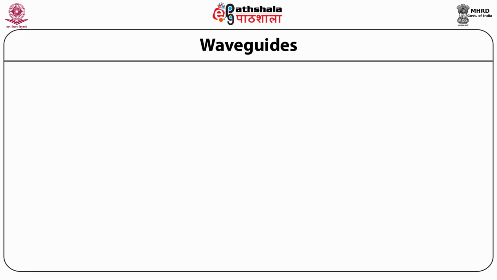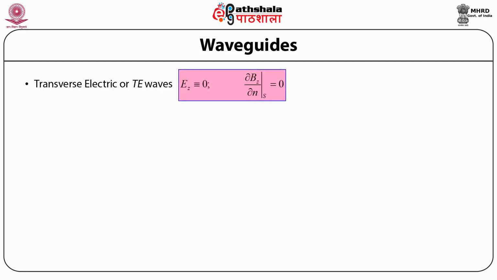Waveguides. So taking all these conditions into account, we then say that the fields can thus be divided into two classes. One, the transverse electric or the TE waves, in which case the Z component of the electric field Ez is equal to 0, while the partial derivative of the Z component of the magnetic field induction Bz with respect to the normal unit vector, del Bz by del n, at the surface of the metal or the conductor with the dielectric is also equal to 0.